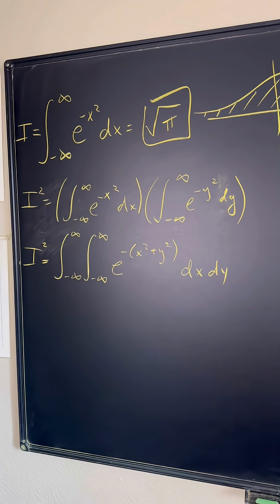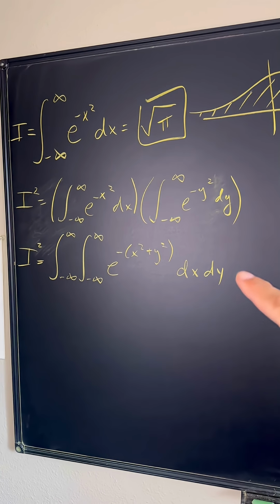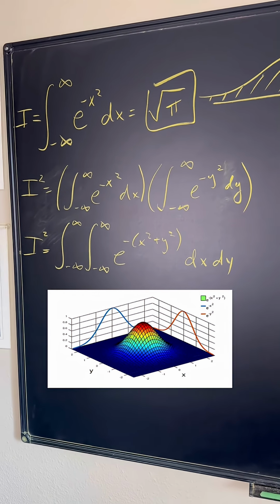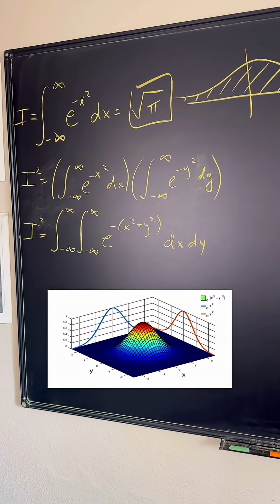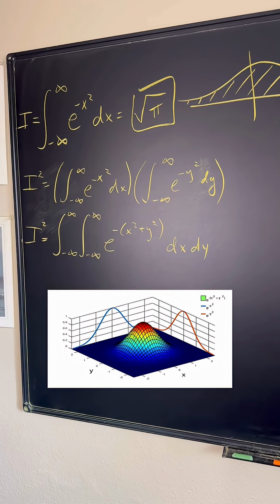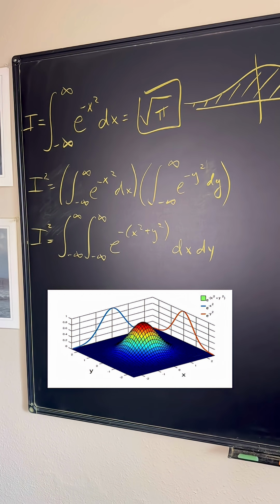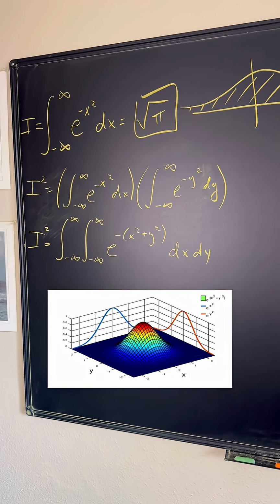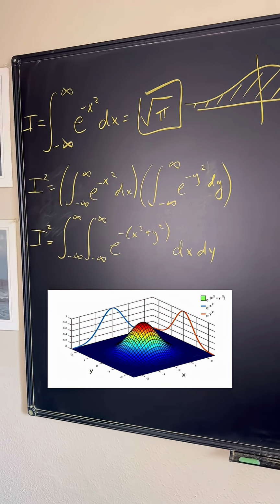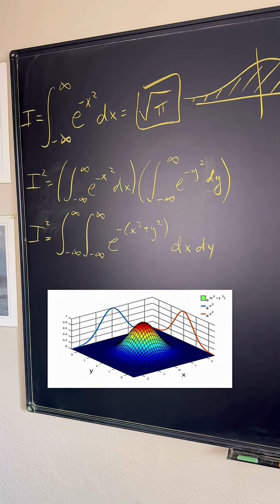Now, if you know anything about double integration, you know that this represents the volume of a three-dimensional surface. This three-dimensional surface spans the entire x and y plane. So now you're trying to take the volume of this surface as x goes from negative infinity to infinity, and y also goes from negative infinity to infinity.